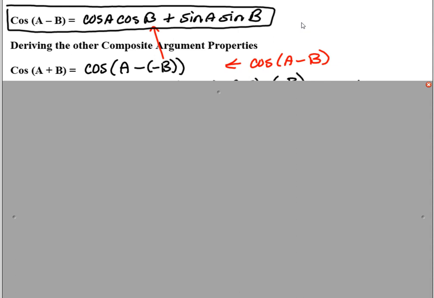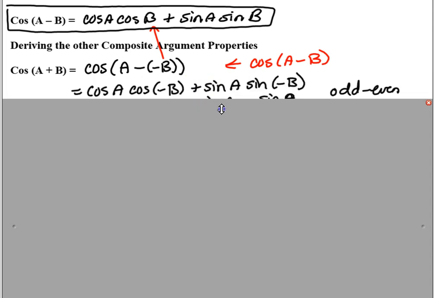Well, we need to use something we already know, and we already know cosine of two angles subtracted. So we're going to rewrite A plus B as a subtraction, as A minus a negative B. Then we are going to apply the property above, substituting negative B for B. So it's going to look like this. Cosine A cosine negative B plus sine A sine negative B.